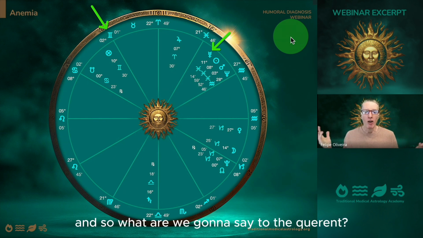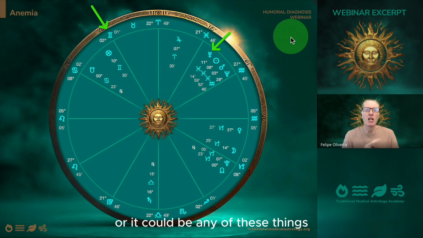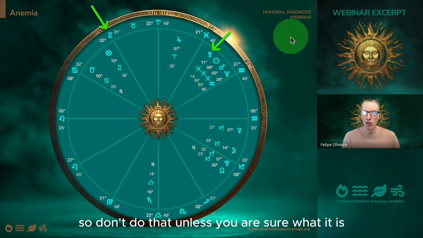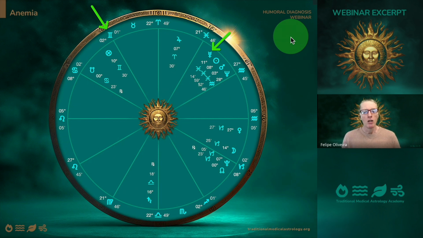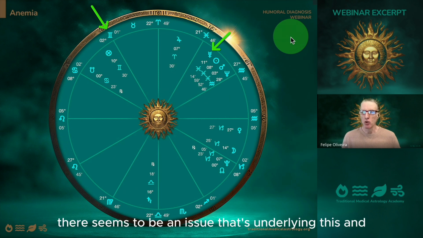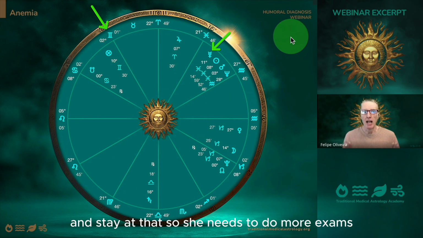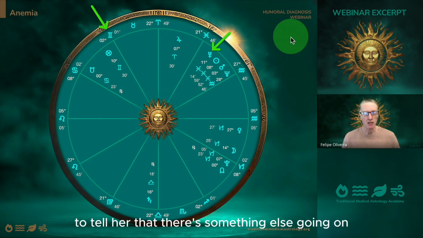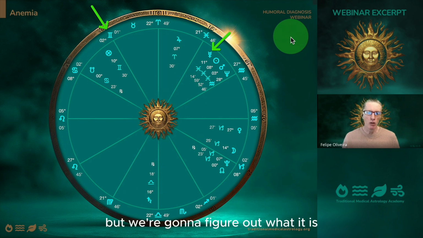And so what are we going to say to the querent? Or it could be any of these things. It's useless, and it just confounds the person. So don't do that. Unless you are sure what it is, don't do that. You can say that, well, there seems to be an issue that's underlying this, and stay at that. So she needs to do more exams, see another doctor, whatever. That's good information to tell her that there's something else going on. But we're going to figure out what it is.